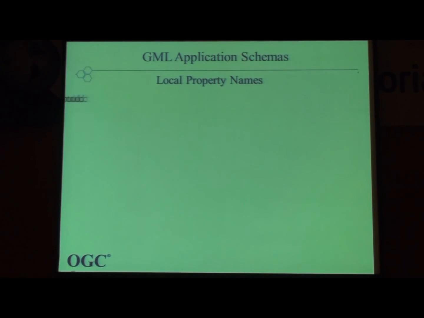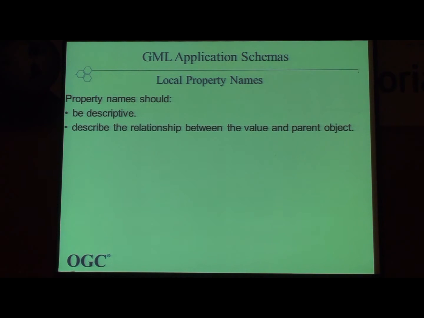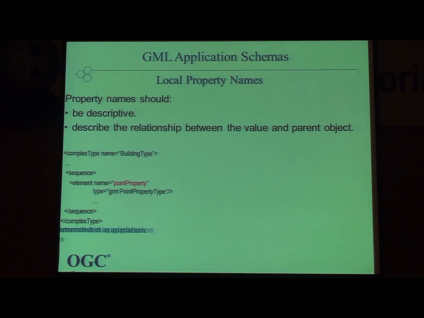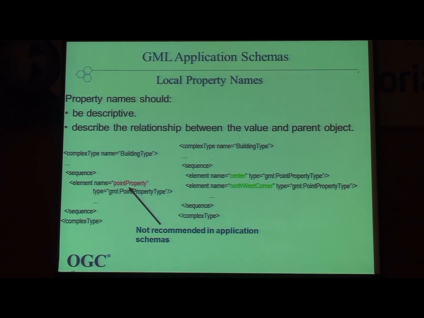So we've got conventions about local property names. Basically, property names should be descriptive and, if appropriate, describe the relationship between the value and the parent object. So, for example, if you have a building, a property with the name of point property isn't very descriptive and doesn't expose the relationship between the building and the point. What's recommended is to name your property something more specific, like center or northwest corner, so you get an idea of what that point represents in relationship to that building. And so basically it should have some semantic meaning.